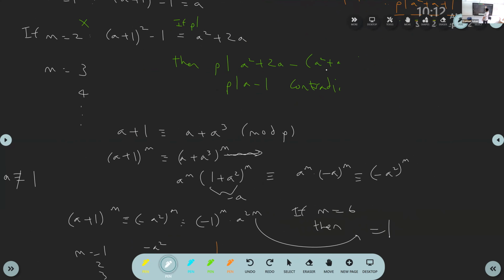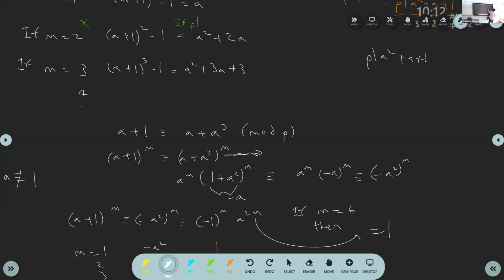the expression you are talking about is (a+1)^3 minus 1, which is a^3 plus 3a^2 plus 3a. Now, if I compare this with what I know, p divides a^2 plus a plus 1. So if p divides this, then p also has to divide the difference, which is 2a plus 2. And so p divides a plus 1, which is a contradiction.